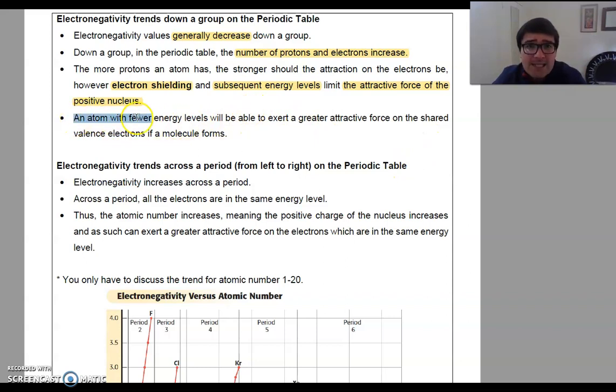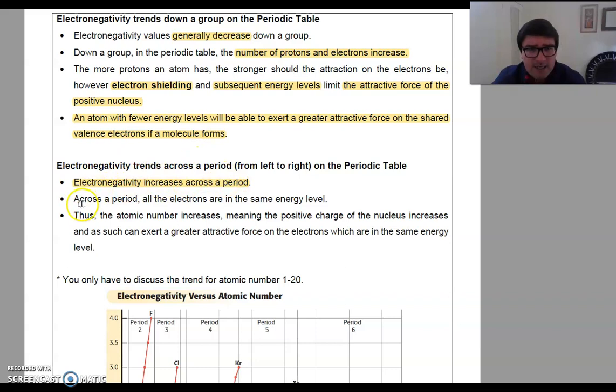So an atom with fewer energy levels will be able to exert a greater attractive force on the shared valence electrons if a molecule forms. Therefore, the higher up you are in the periodic table, at the top of the group, you've got fewer energy levels, so those atoms will have higher electronegativity values than the ones lower down, which have more energy levels, more electron shielding, and therefore a weaker attractive force that they can exert on those shared electrons.